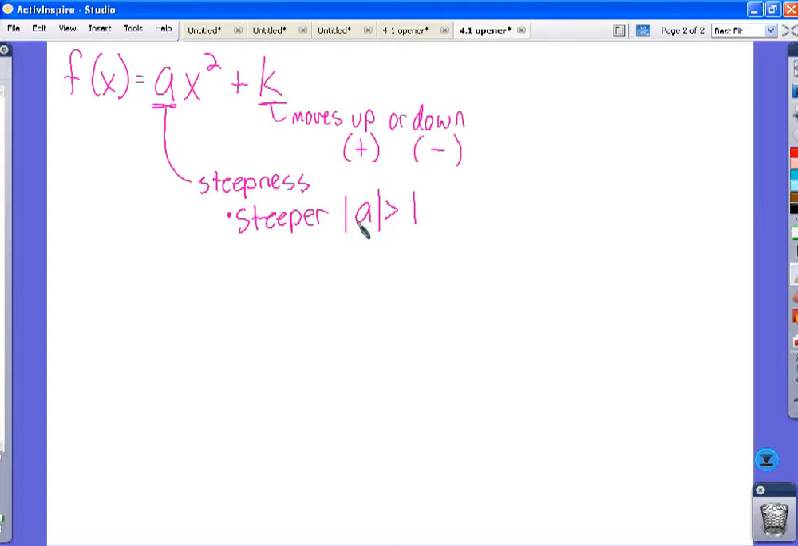So if the absolute value of A, whether it's positive or negative, it always comes out to be its magnitude. It's just the distance from 0. So if its distance from 0 is more than 1, then it'll make it steeper. So positive 1, positive 1.05, negative 2, negative 5, positive 7, all of these will make it steeper. Okay. What about less steep?